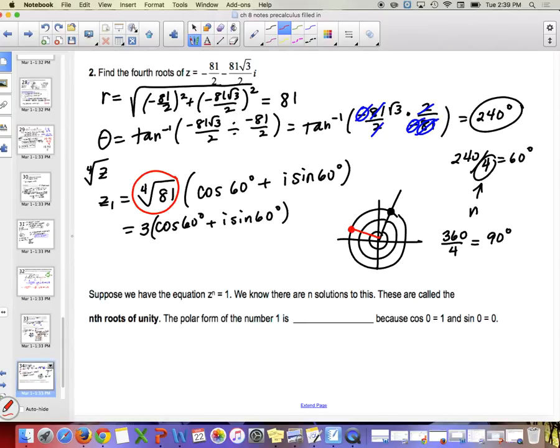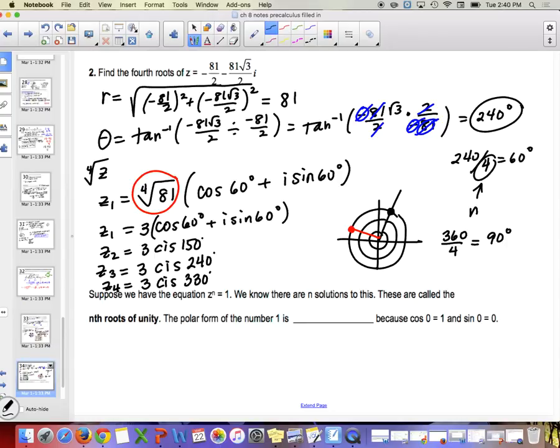So I'm going to write that one down maybe. So Z1 is that. Z2 would be 3 CIS 150. Z3 would be 3 CIS, right, cosine plus I sine. Add 90 again. 240. And then Z4 is going to be 3 CIS what? Add 90 again. 330. And if you do it correctly, you should get a 4-sided figure where all the sides and all the angles are the same.